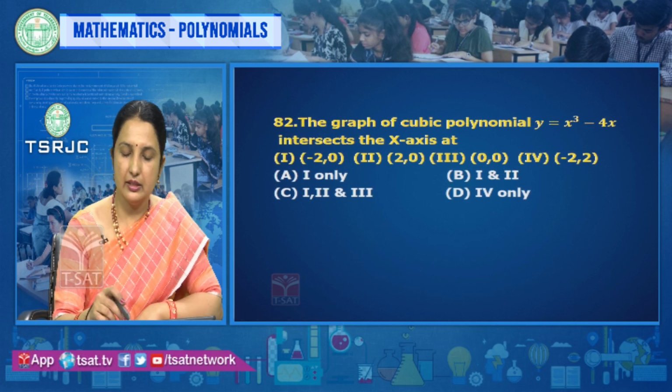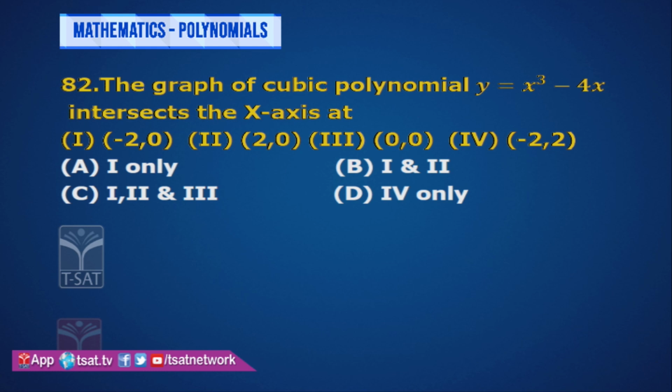Question number 82. The graph of cubic polynomial y equals x cubed minus 4x intersects the x-axis at, where it intersects the x-axis. That means how do we find this? You write the y value as 0. When you write the y value as 0, then for x-intercepts you will get x cubed minus 4x equals 0. Then what is common in these 2? x is common. Bring that x outside. Then what is left over? x squared minus 4 is left over, equals 0.